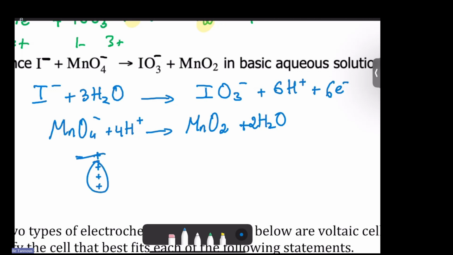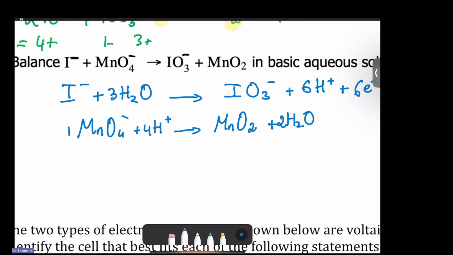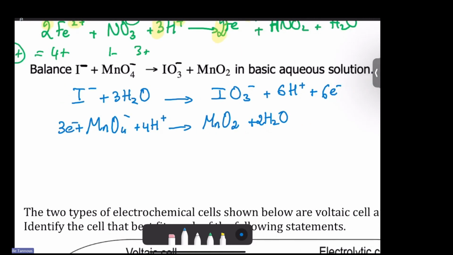So the overall charge is 3 plus on this side and 0 on the other. Both of them are neutral, so 3 is the higher side. You add 3 electrons to drop the 3 plus to 0. Now, 6 electrons lost, 3 electrons gained. We multiply this equation by 2 and we add both of them.